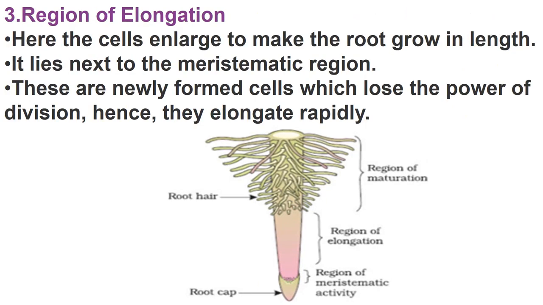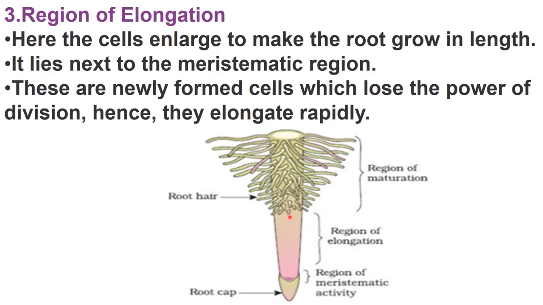Now the third region is the region of elongation. Elongation means to elongate. The cells which can elongate will form the region of elongation, right? See here, just above the region of meristematic activity, this complete region from here to here is called the region of elongation, right?